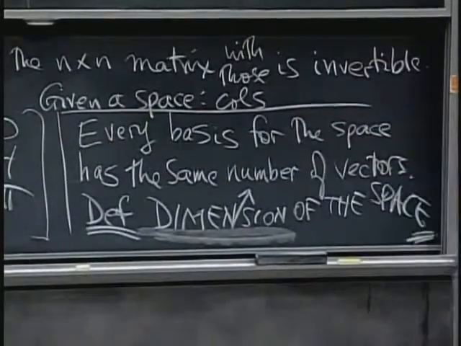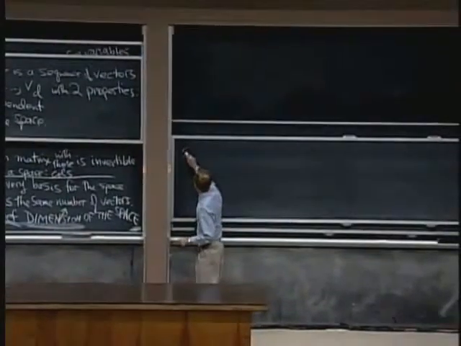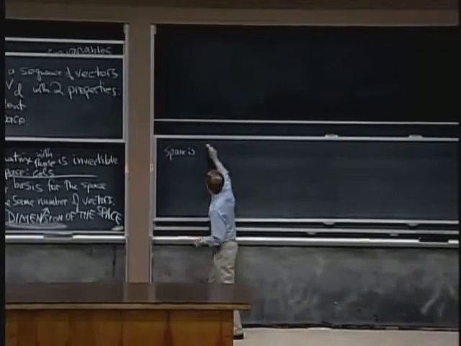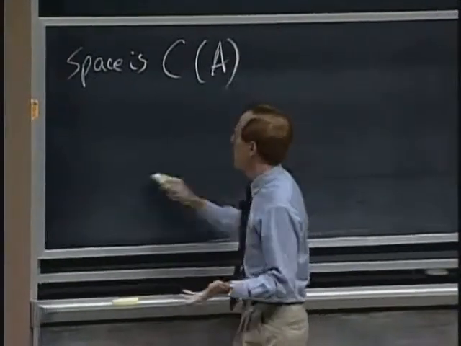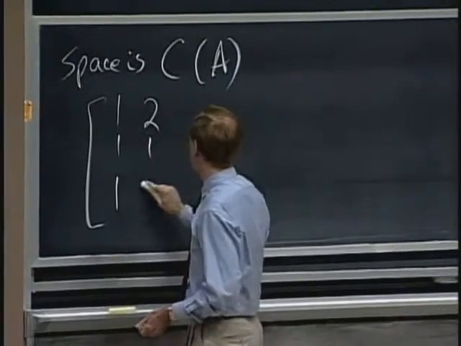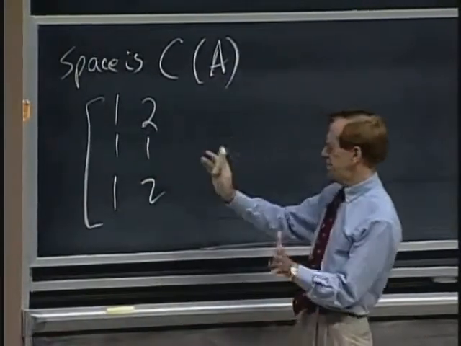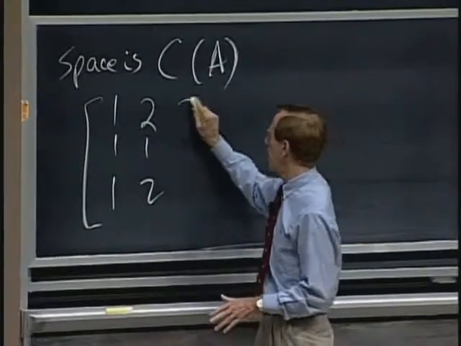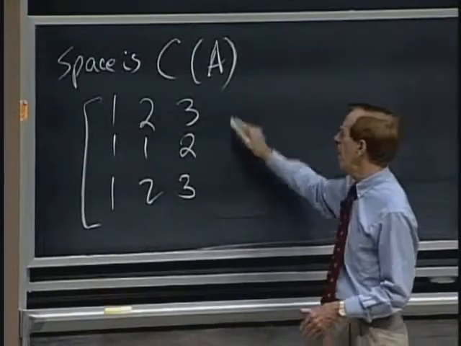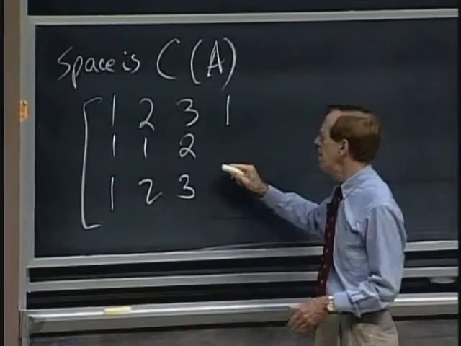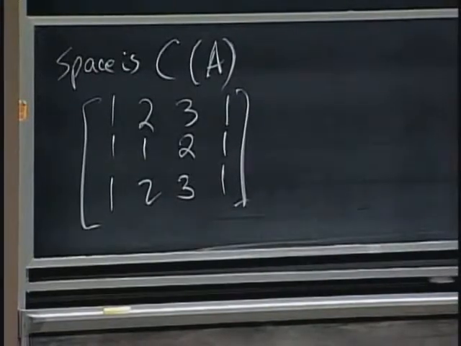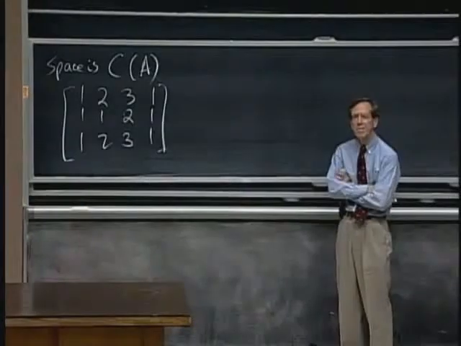Suppose I take my space examples now. Space is, say, the column space of this matrix. Let me write down a matrix: 1, 1, 1, 2, 1, 2, and just to make it clear, I'll take the sum there, 3, 2, 3, and let me put in 1, 1, 1 again. So that's 4 vectors.